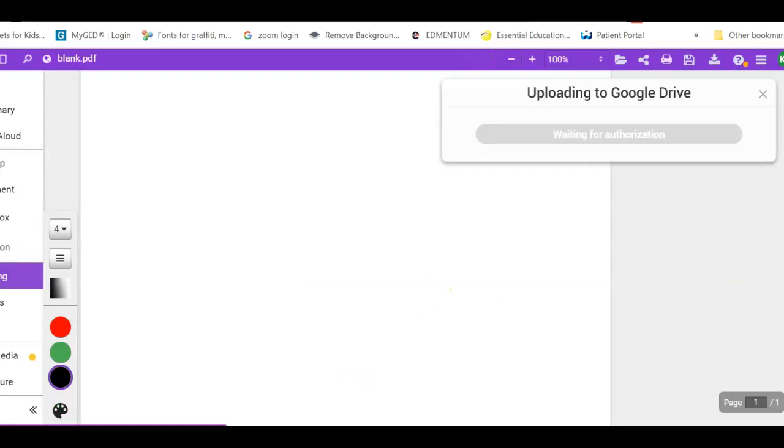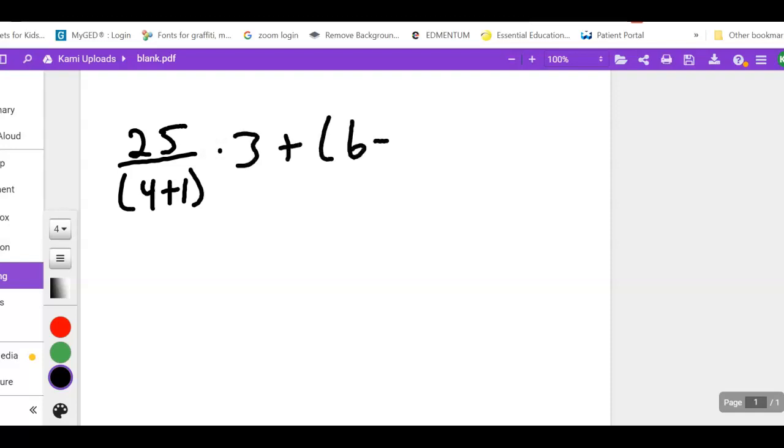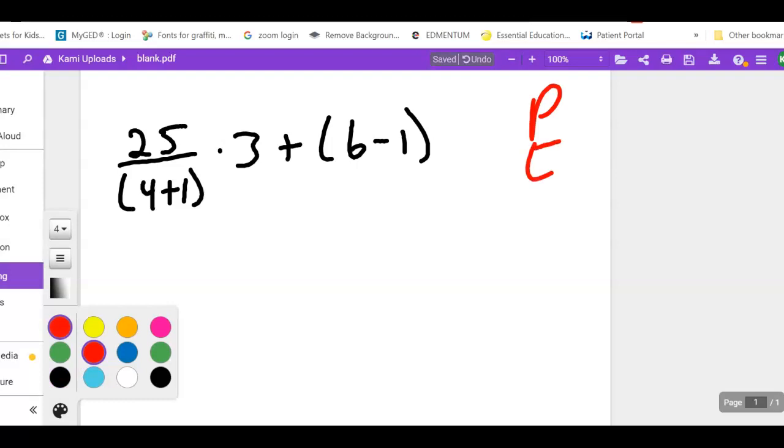All right, I'm going to rewrite that problem. That problem was 25 divided by 4 plus 1, times 3 plus 6 minus 1. Let me double check. 25 divided by (4 plus 1) times 3 plus (6 minus 1). There we go. All right, so we follow PEMDAS just like we normally do.